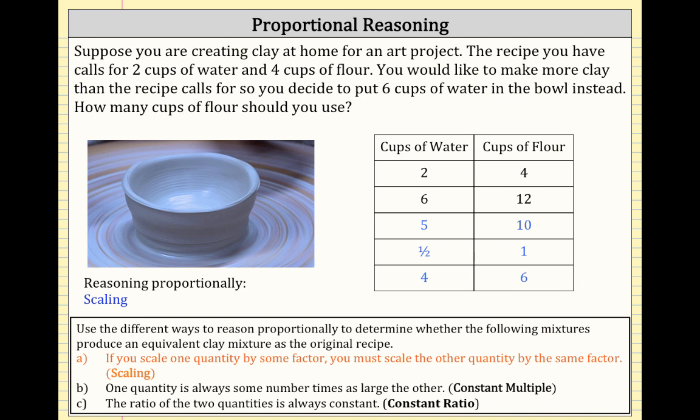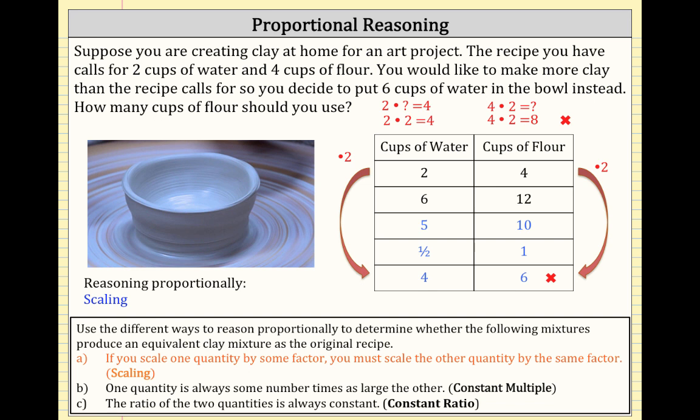Now we're going to do it with the last value. So we're going to look at 2 times what is 4. That number is 2. So that tells us the scale factor for this relationship is going to be 2. So we multiply 2 times 2 to get to 4. Using the same scale factor, 4 times 2 is what? Well, according to that, 4 times 2 is 8. But notice that the number does not match the number in the table. That tells us that the 4 cups of water to the 6 cups of flour is not in a proportional relationship to the original mixture.